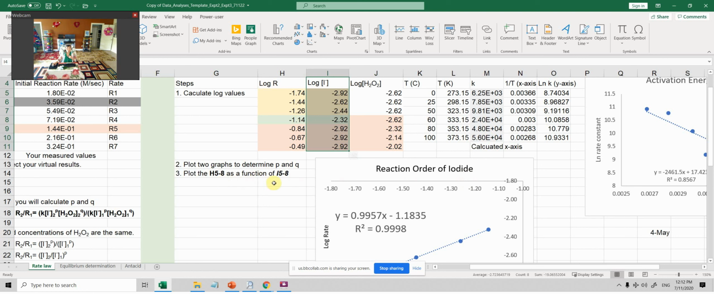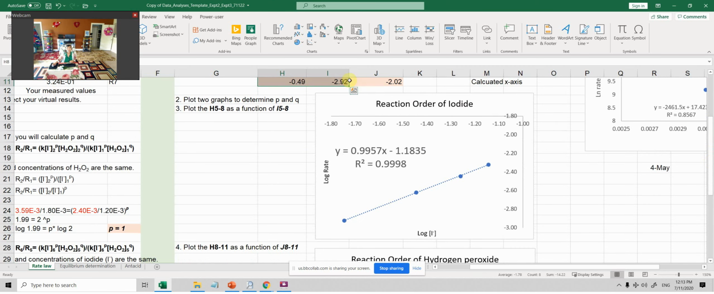In order to determine your reaction rate order of iodide, you choose these numbers, 5 to 8. In my case, this will be concentration I5 to I8. Otherwise, this I4, the other two, they're all the same. Choose one of them, and then you plot a graph. From this graph, I suggest you use the chart, plot the scattered XY. I think people also call it bubble chart.